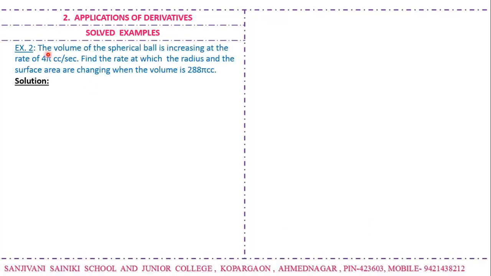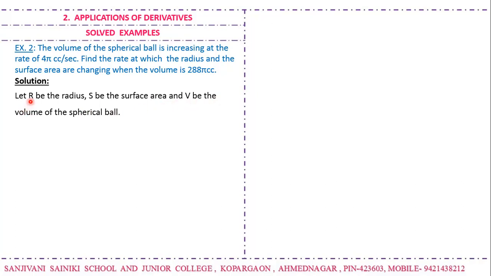The next example, the volume of the spherical ball is increasing at the rate of 4 pi cubic centimeter per second. What is the rate at which the radius and the surface area are changing when the volume is 288 pi cubic centimeter? Let R be the radius, S be the surface area, and V be the volume of the spherical ball.